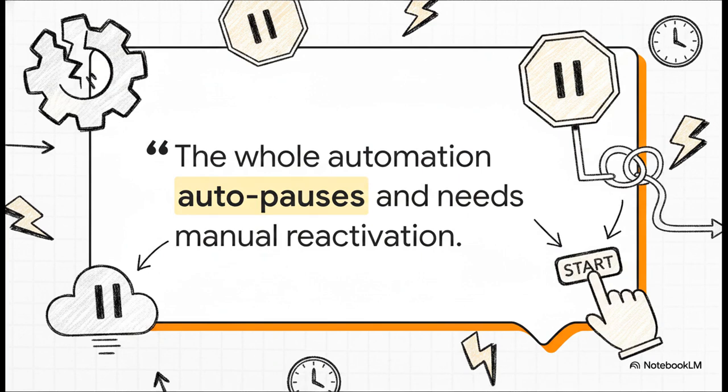So the crucial point here is summed up perfectly by the folks over at the Lead to Notion blog. They wrote, the whole automation auto-pauses and needs manual reactivation. Look, if the receiving endpoint in Make or Zapier goes down, maybe you accidentally deleted the webhook, or maybe their server just timed out, Notion doesn't just fail quietly and try again later. No, it halts the entire automation dead in its tracks.